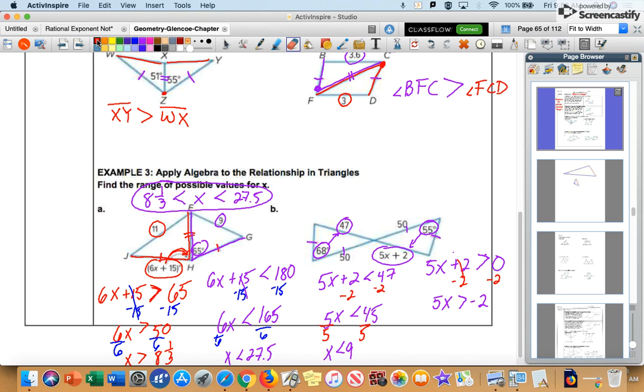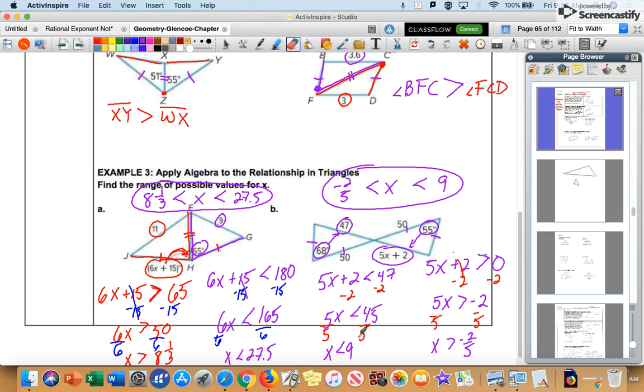So in this case, dividing by 5, we do get x has to be greater than negative 2/5, or negative 4/10 if you want to put it as a decimal. In other words, if we substituted in negative 2/5 for x here, we would get a side length of 0. So it has to be greater than negative 2/5. So let's go up here and say again, it's got to be greater than negative 2/5, but it also has to be less than 9 as per our Hinge theorem here. So there's a range of values.